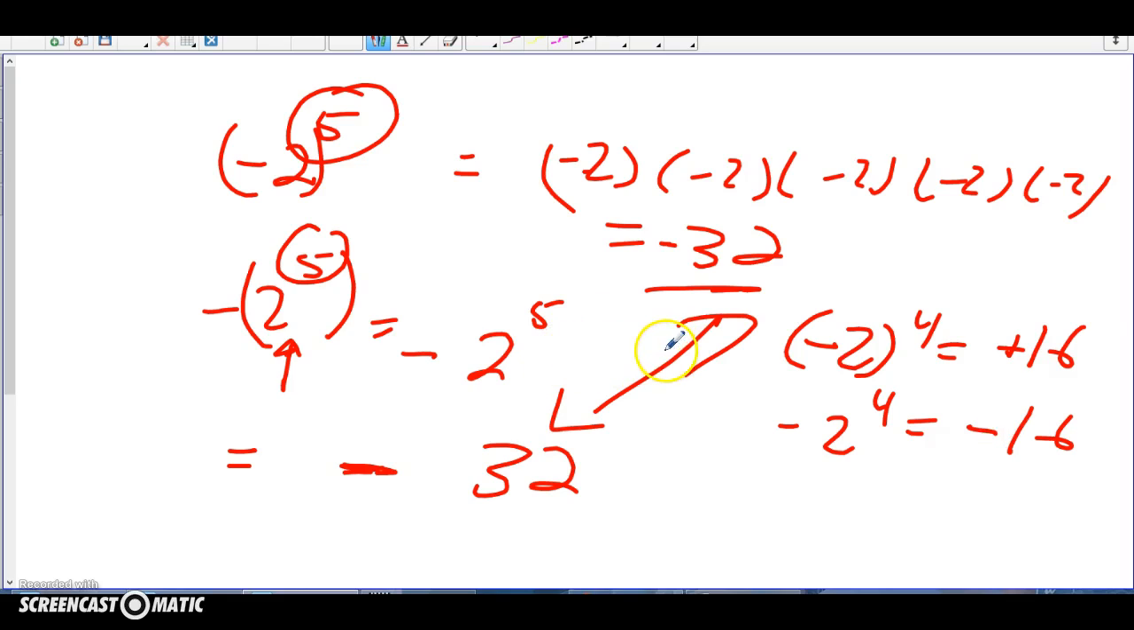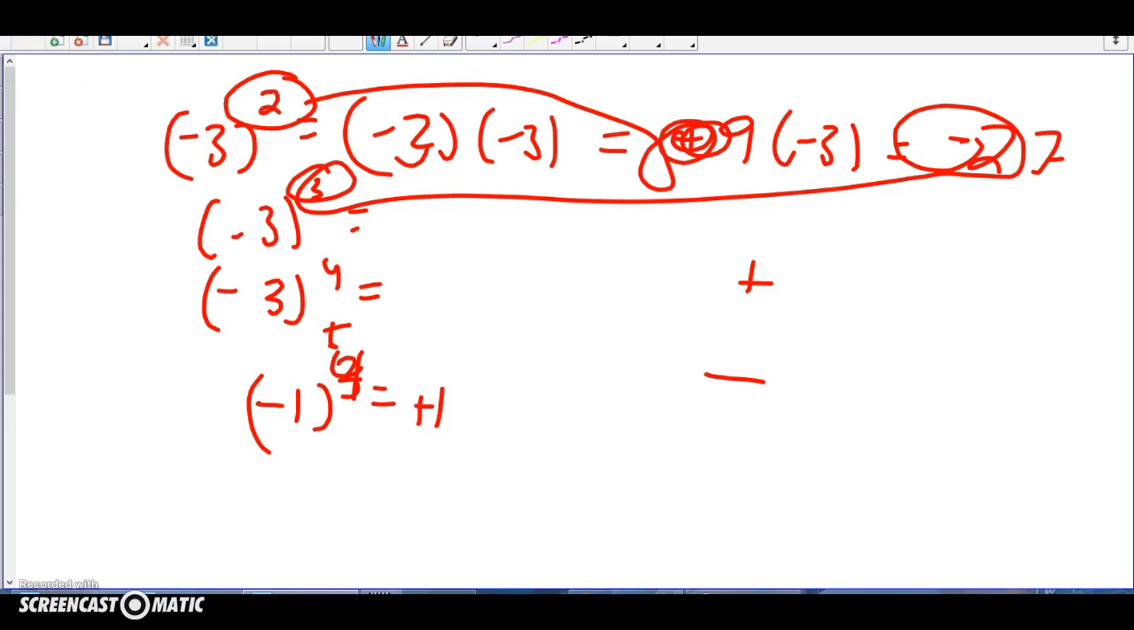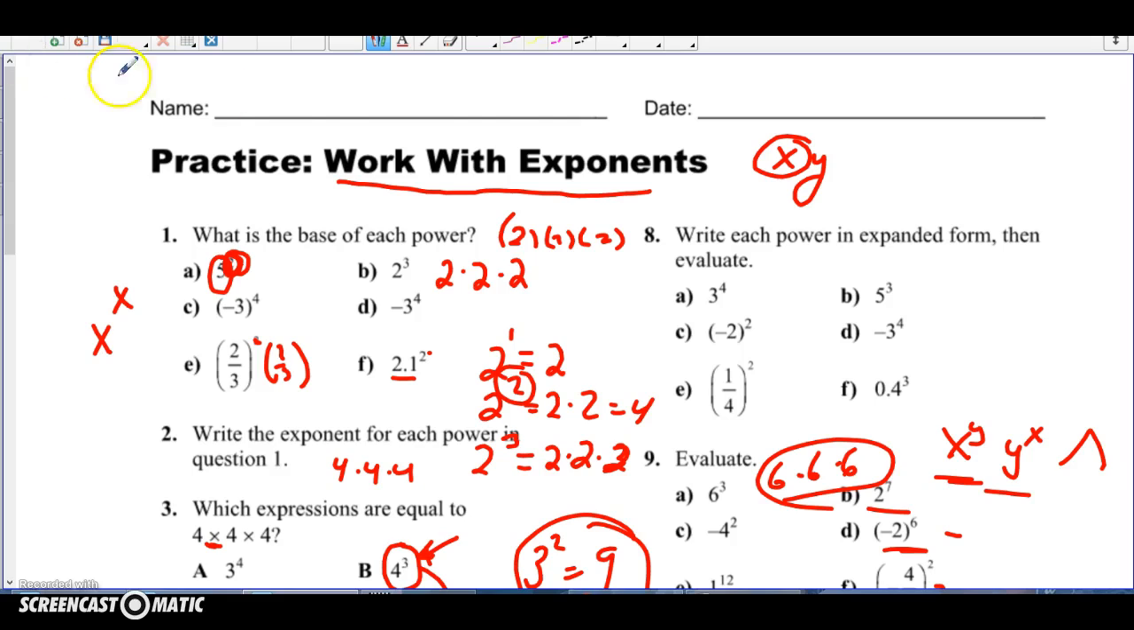So if I want to say this properly, and I'll say it carefully here, this is negative 2 to the power 4. Okay, that's what this is here. And this is the negative of 2 to the power 4. So I want the negative of 2 to the power 4, and that's what this is here. Okay, so slightly different. And that's about it for the first part here.